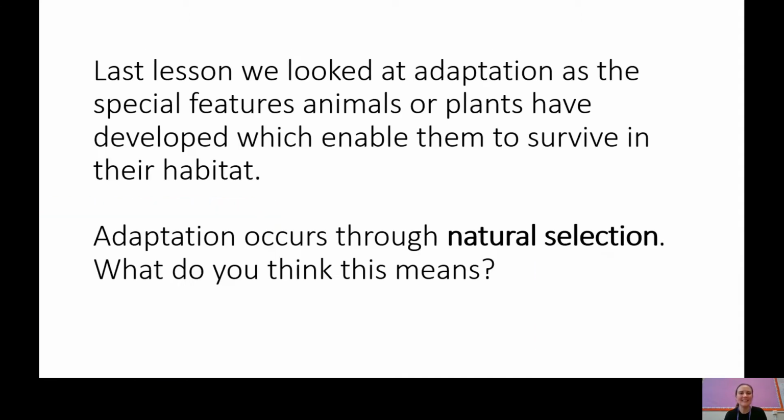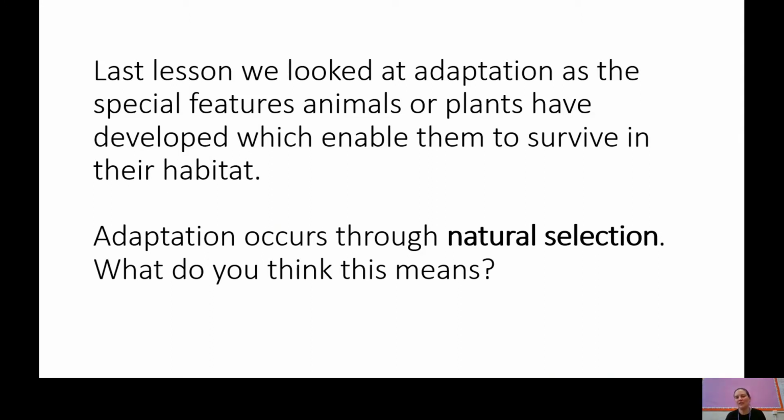Well done, Year 6. So last lesson, we looked at adaptation as the special features that animals or plants have developed which enable them to survive in their habitat. Okay, so adaptation, when animals can adapt to their habitat, occurs through a process called natural selection.